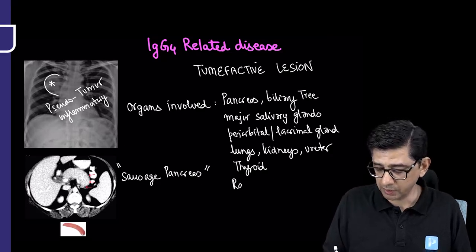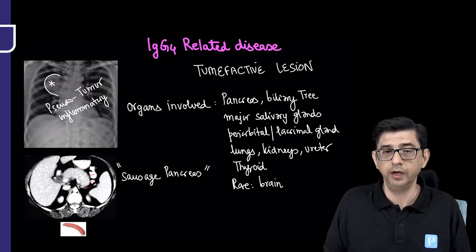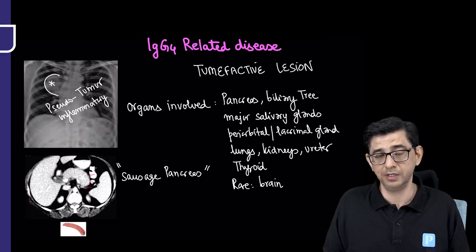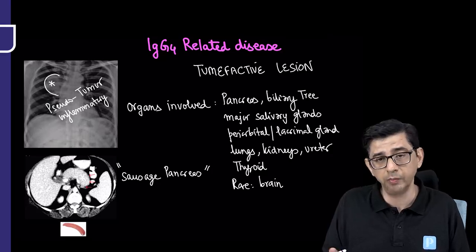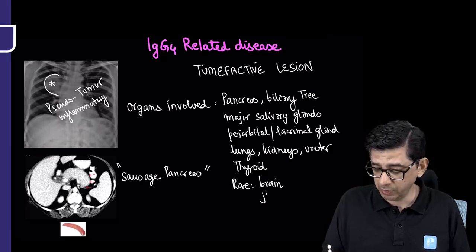Over and above this, rare involvements can be of the brain. So I'll be describing even terms like diabetes insipidus in this condition. That's the central variety of diabetes insipidus. Growth hormone deficiency, meningeal involvements can be occurring. Even joints can be involved, bone marrow can be involved, and even the mucosa of the gut can be involved.